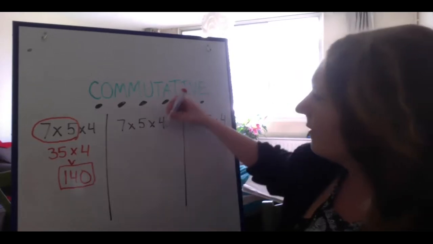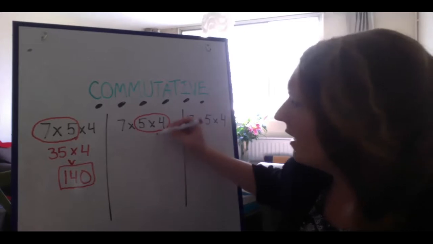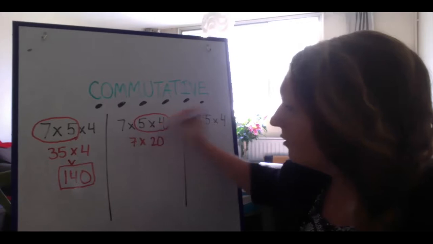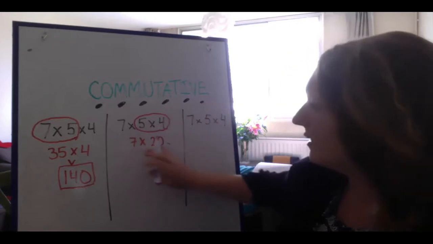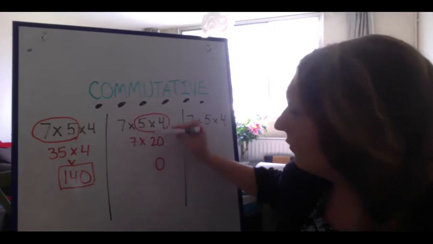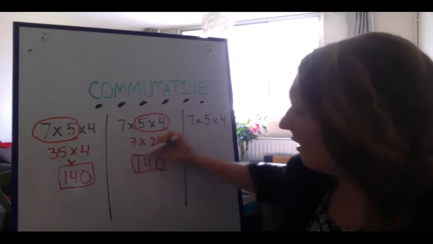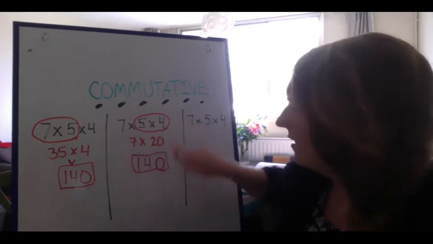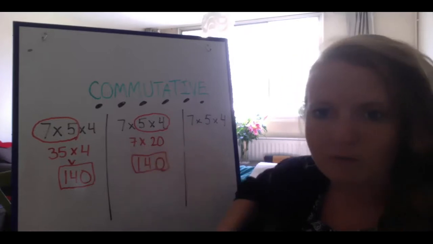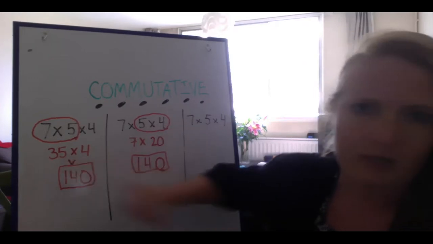Let's try this time 5 times 4, starting there. 5 times 4, already I know that that's 20. Bring down the rest of the equation, 7 times 20. Well, I know that 7 times 0 is going to be 0, and I know that 7 times 2 is 14, so therefore 7 times 20 would be 140. Oh, that was much easier for me because of my double facts. If you know that 2 times 7 is 14, then you know that 20 times 7 is 140. So already I prefer this method over the last one, because 35 times 4 was a bit tricky.